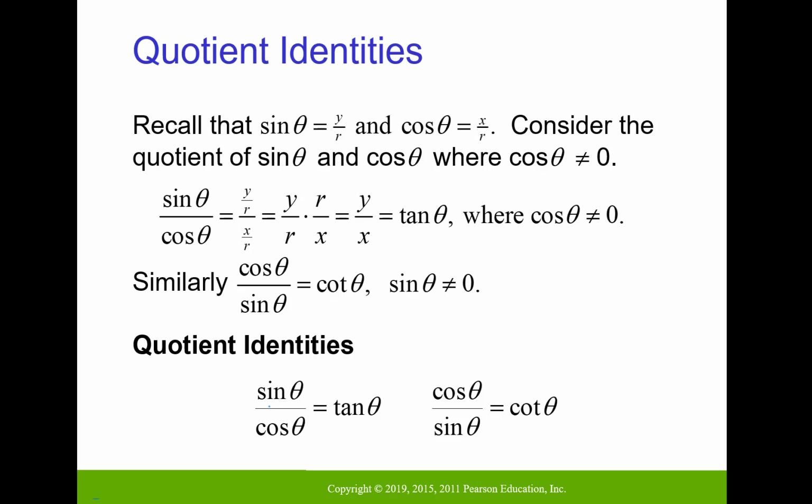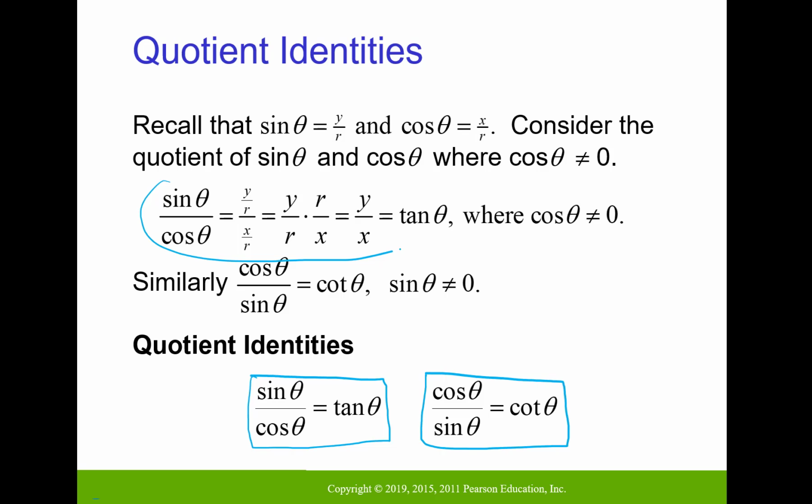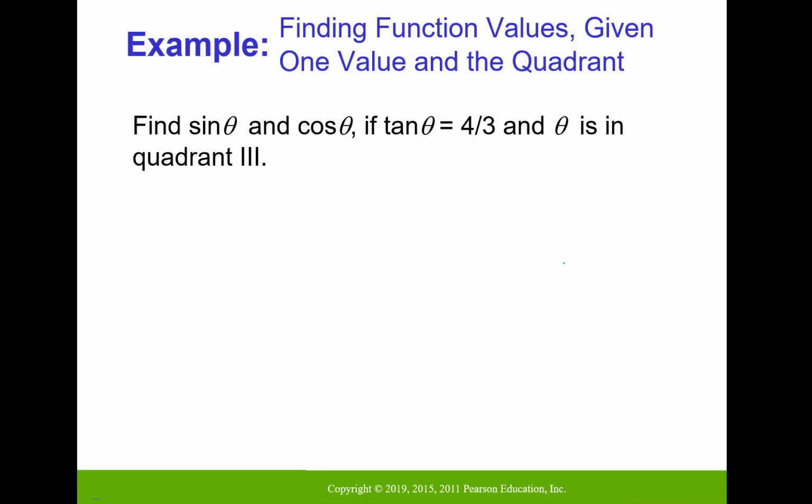And so sine over cosine is actually equal to one of your other functions. It's equal to tangent. And then if you flip that over, because you know cotangent is the reciprocal of tangent, then cosine over sine is cotangent. So here's just a little bit of reasoning for how that happens up here. But we can always actually rewrite tangent in terms of sine and cosine. Same thing for cotangent. So let's try this example.